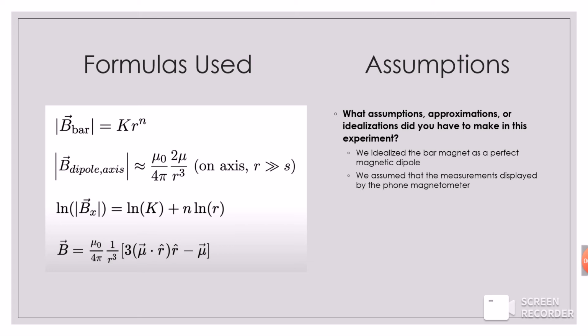In this experiment we used a few formulas. Formulas 1 and 2 describe the magnitude of the field due to the magnetic dipole. Formula 3 deals with the linearizations of our data. Formula 4 describes the magnetic field of a dipole at any given location, which will be used in the computational model we'll see later. Now we had to make a few assumptions for this experiment. Primarily two. First, we idealize the bar magnet as a perfect magnetic dipole, and second, we assume that the measurements displayed by the phone magnetometer were accurate and reliable.